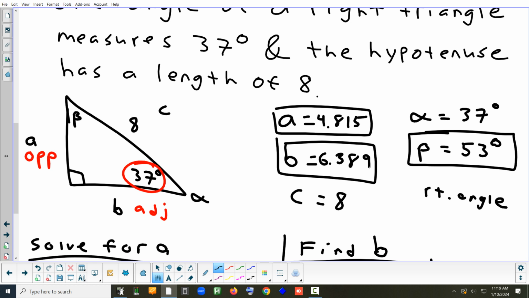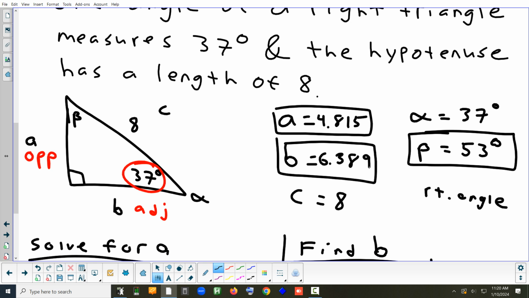Okay, quick thing I always do is look at it and make sure the biggest side is across from the biggest angle and the smallest side is with the smallest angle. In triangles, that's always supposed to happen. If it doesn't, you did something wrong. Okay, but that works here.